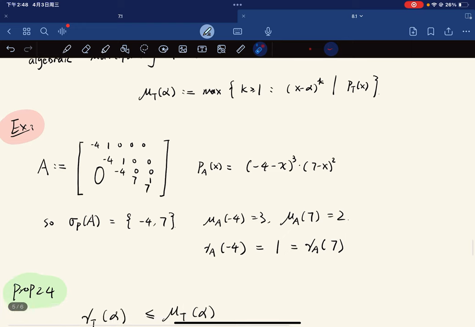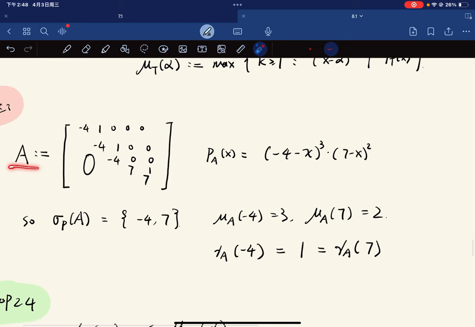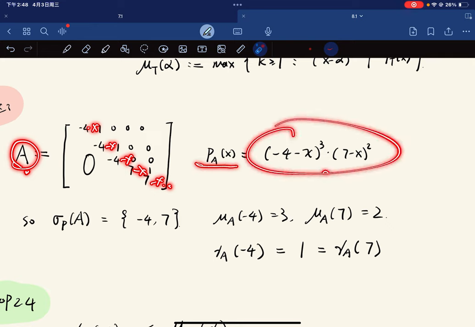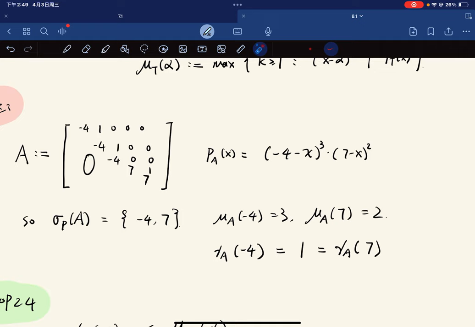So here's a simple example. If A is this matrix, then its characteristic polynomial, if you just calculate the product, is minus x, minus x, minus x, and so on, because it's upper triangular, so the determinant is the product of the diagonal entries. So p_A(x) is equal to this. The point spectrum is negative 4 and 7. The algebraic multiplicity of negative 4 is 3. For 7, it is 2.